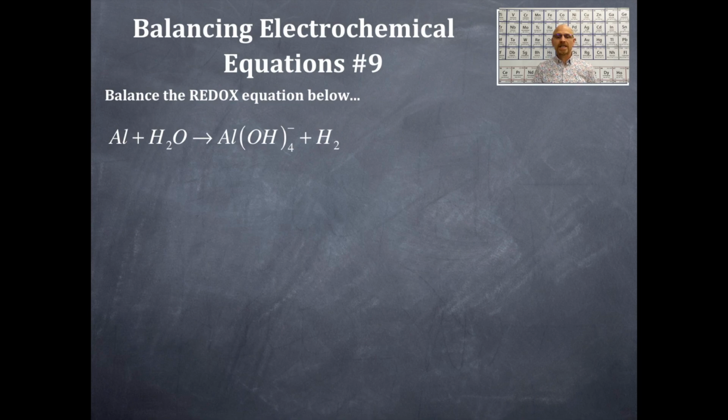So the first thing that we need to do is assign oxidation numbers to all elements. Now, if you have an element in its standard state, it's a 0. That's why the aluminum is a 0. Hydrogen is a +1, oxygen is a -2. Then we have the aluminum hydroxide 4 with a complex ion there, right? It's a cation and an anion combined that does not have a net charge of 0, but does have a charge of either a positive or a negative. In this case, it's a negative charge.